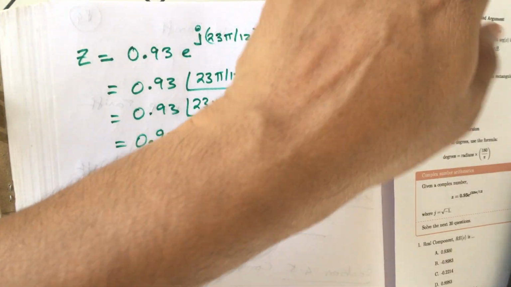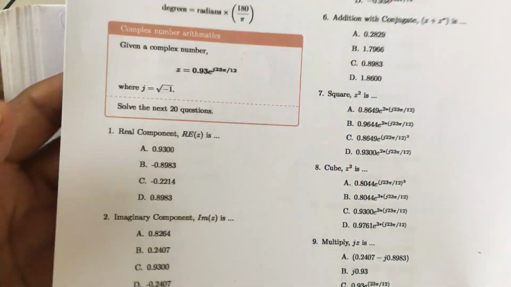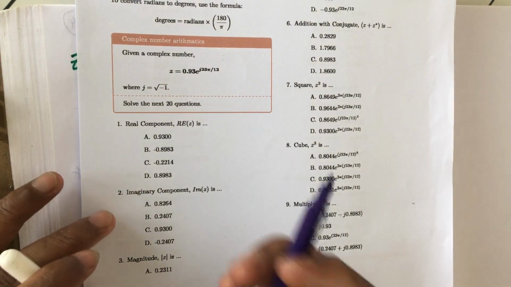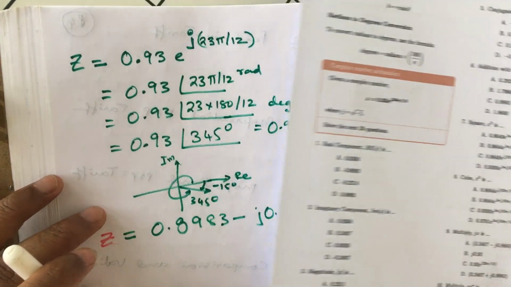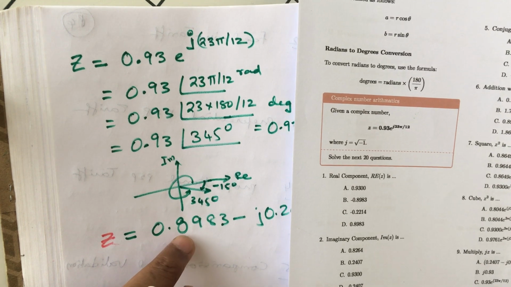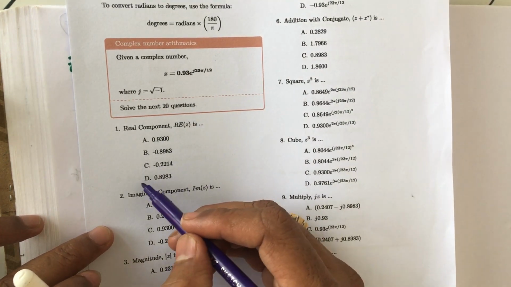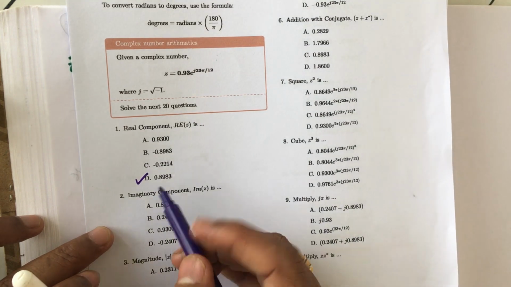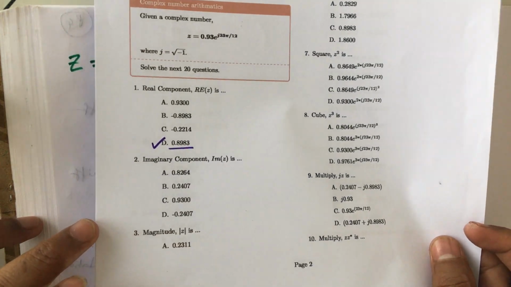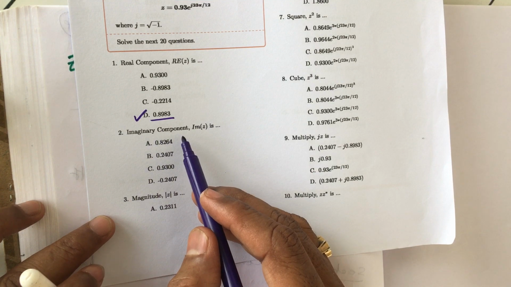Now let us look at the question paper. So what is asked in the question paper? First question is what is the real component? Just now we calculated the real component is plus 0.8983. So if I look at the choices, then D is the correct choice, 0.8983.